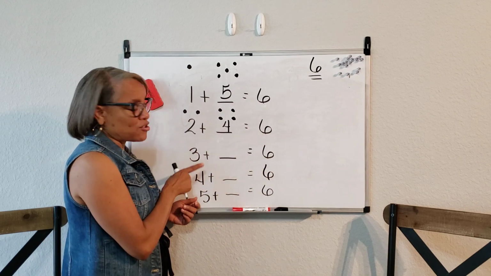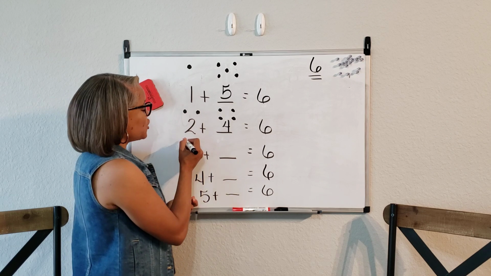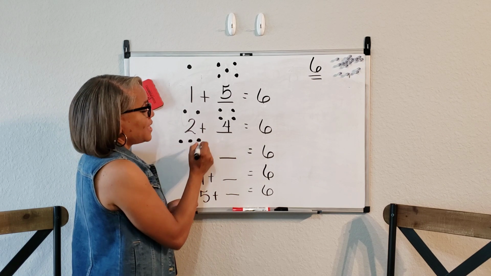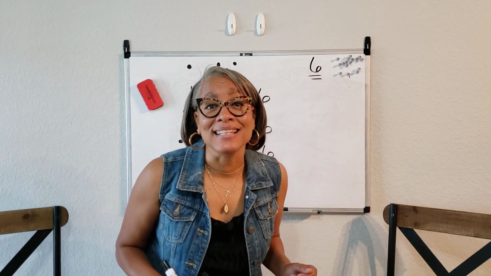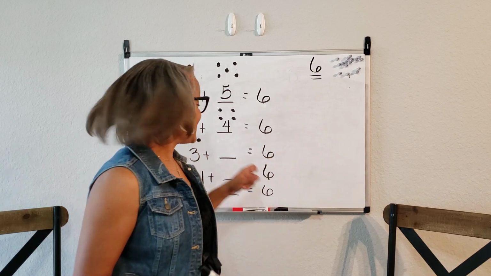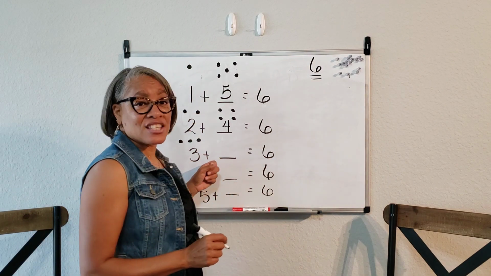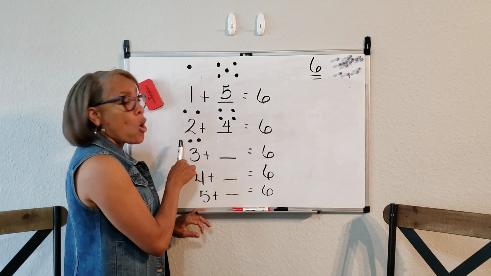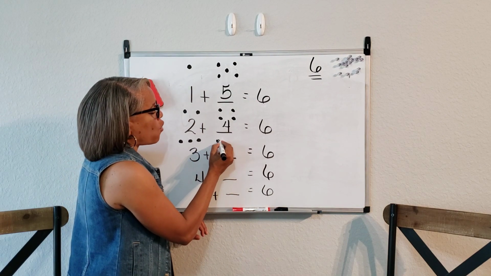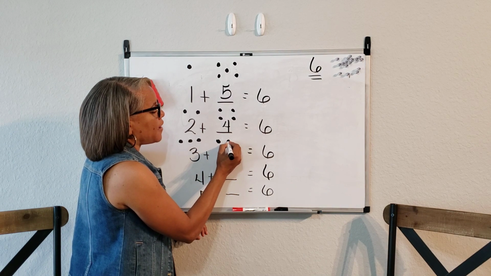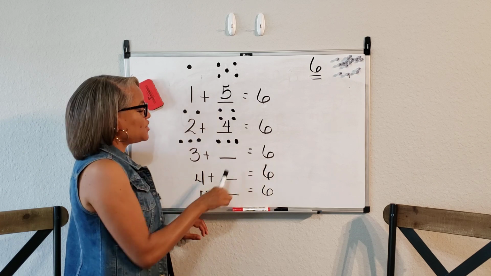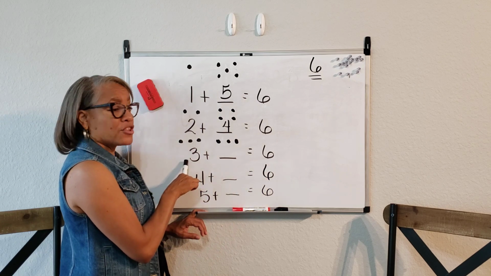How many dots are we going to draw for this addend? 3. Good job. How many dots do we need? We need 6 dots, right? So let's continue counting. Let's add on to these 3 dots, okay? So we have 1, 2, 3, 4, 5, 6. Is that the number we're looking for? Yes. So this addend, we needed 3 dots.